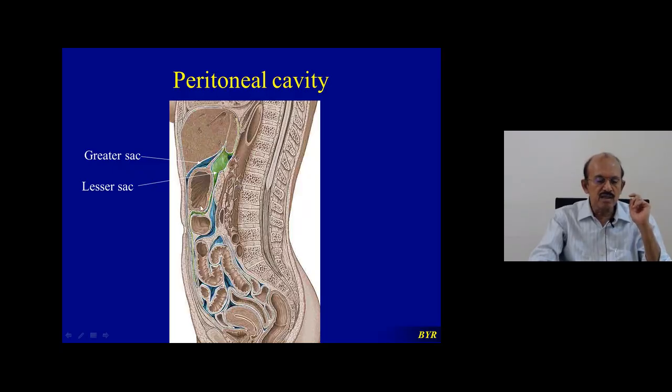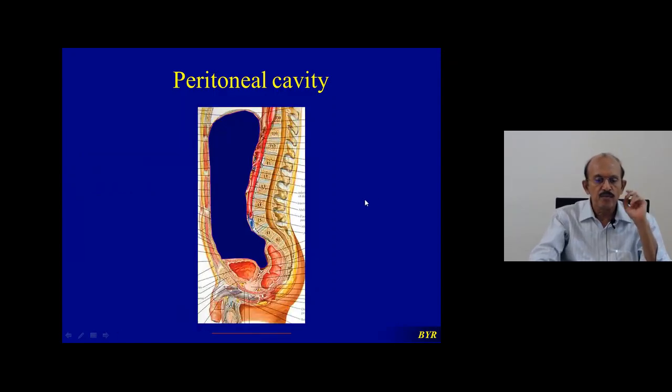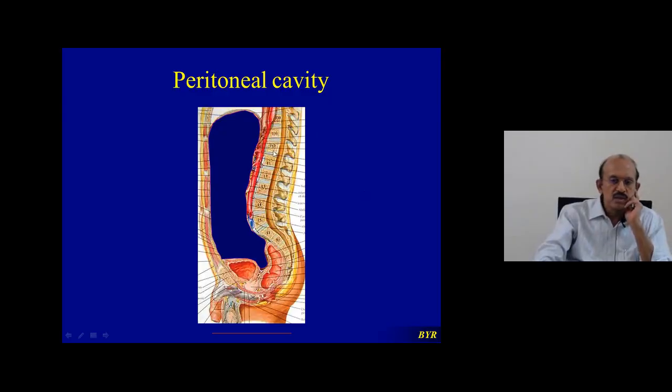In all these, the viscera are very nicely packed, so that the space between them is only a few millimeters. Each pair of bowels will have only a few millimeters of space between them. So this is the greater peritoneal cavity hosting all the bowels. And in the greater peritoneal cavity, there is one more, the lesser peritoneal cavity. This is called the lesser sac. So this is the peritoneal cavity.